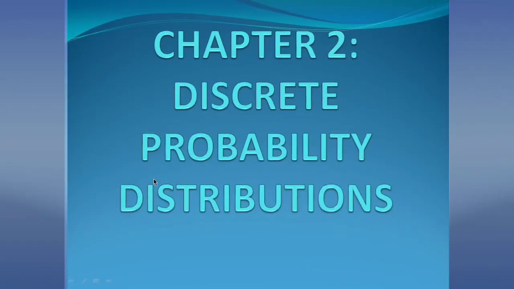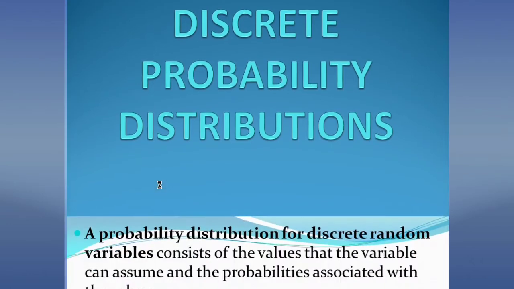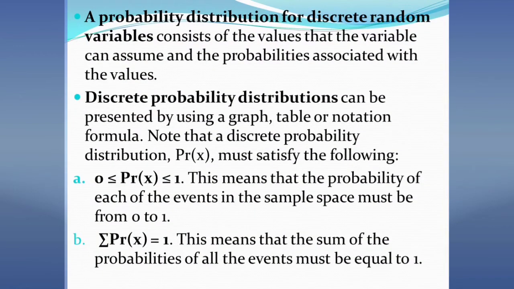Class, for today's video, we're going to discuss Chapter 2, Discrete Probability Distributions. So what do we mean by discrete probability distribution? A probability distribution for discrete random variables consists of the values that the variable can assume and the probabilities associated with the values. Discrete probability distributions can be presented by using a graph, table, or notation formula.